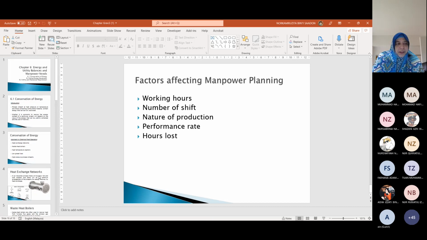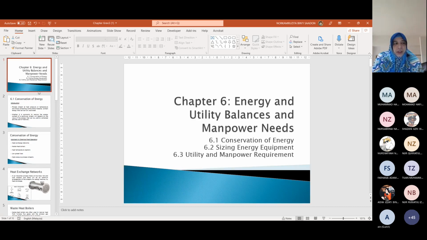So this is the first part of the energy and utility balances, and also the manpower needs for your company. So you have to look at the conservation of energy. Remember, try to conserve the energy, make sure that no energy is lost to the surroundings. So you use all the energy that you produce. When you produce the energy, conserve it in the system.